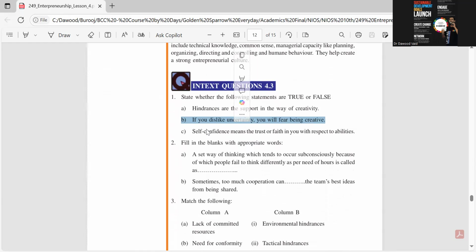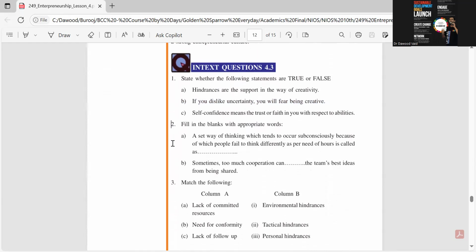Number three, self-confidence means trust or faith within yourself. And yes, self-confidence is yourself. You start with it. Great. Finally, what are we talking about?